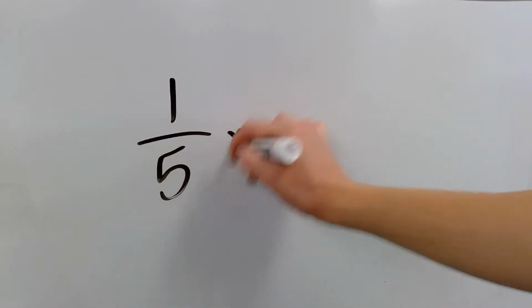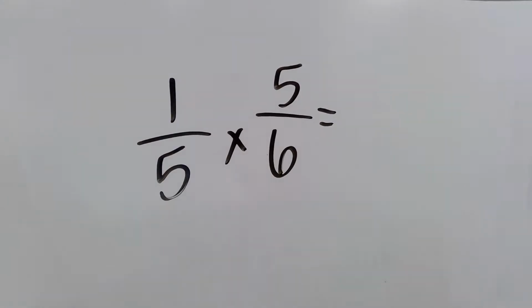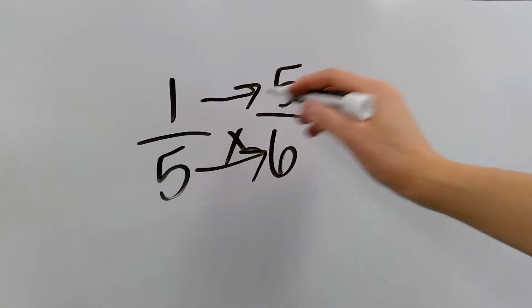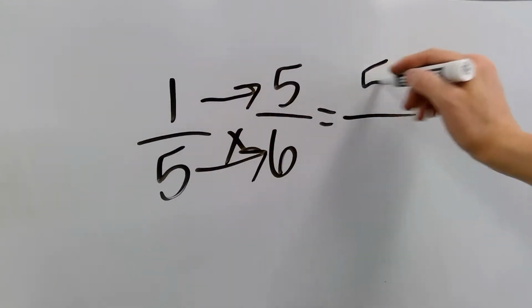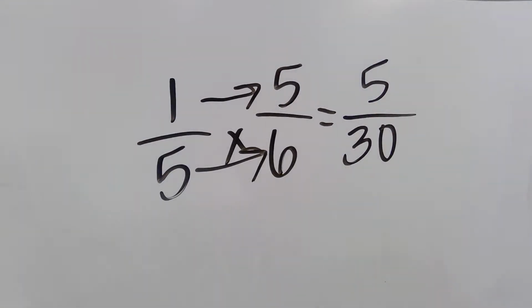1/5 multiplied by 5/6. Pause it and solve it, and then click play. All right, so we just go straight across. 1 times 5 is 5. 5 times 6 is 30. It is 5/30. Let's do one more.